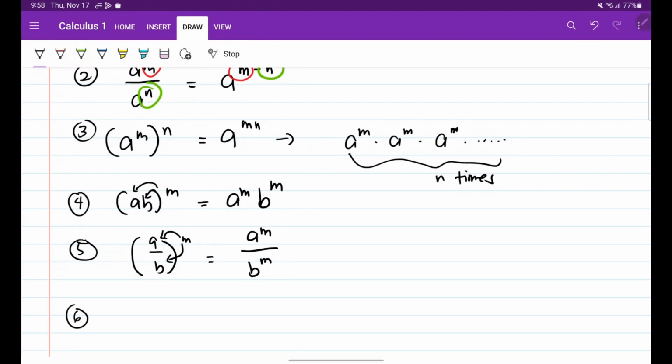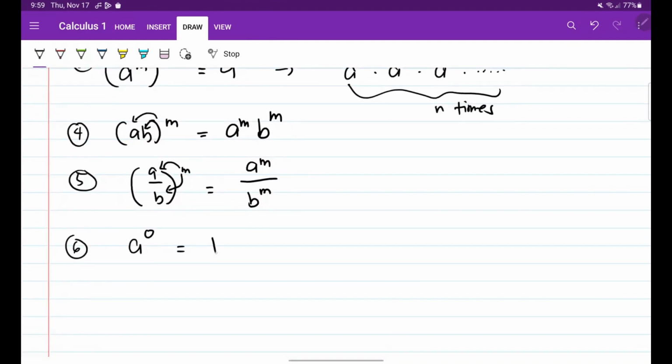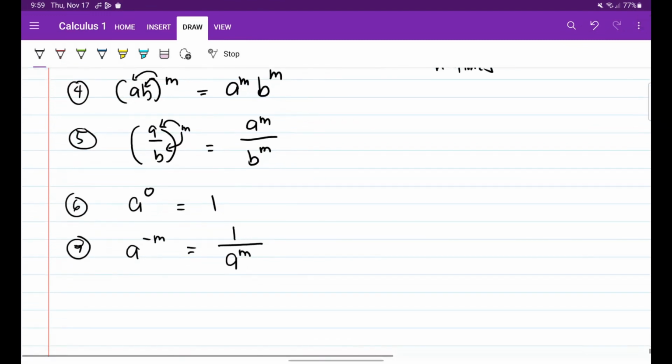And we also have the zero exponent rule. So anything to the zero, basta hindi siya equal to 0, this is equal to 1. We also have the negative exponent rule kung saan sinasabi niya na if you have a to the negative m, equal lang siya sa reciprocal. So 1 over a to the m. And this will become very important kapag nagte-take tayo ng limits ng logarithmic or exponential functions.